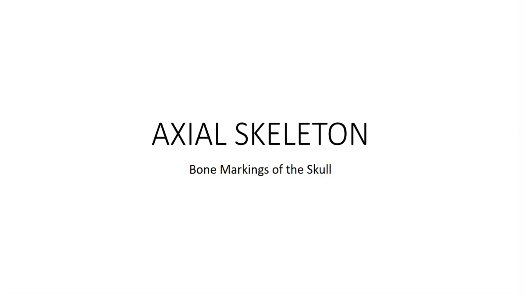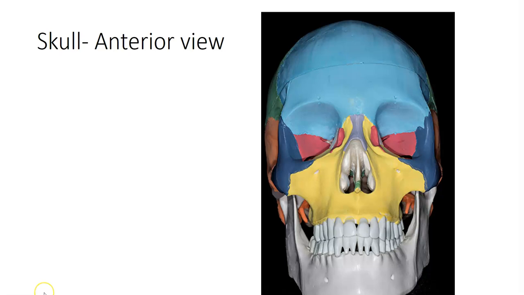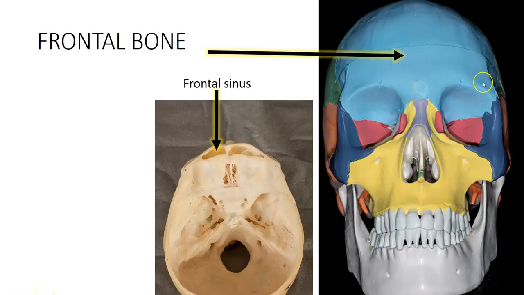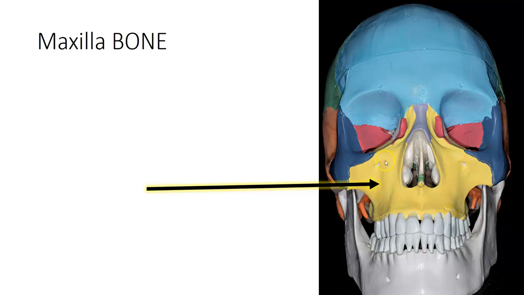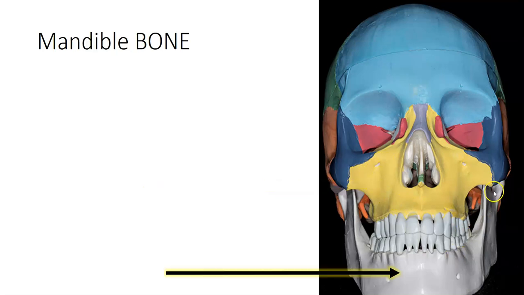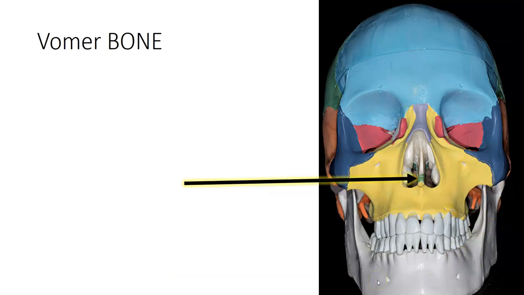This video will be over the axial skeleton, and we're going to start with the skull. Here is a skull from the anterior view. And first, let's look at the frontal bone. This is the blue bone you see here. This is the zygomatic bone. Here is the maxilla. This bone is the mandible and the vomer.